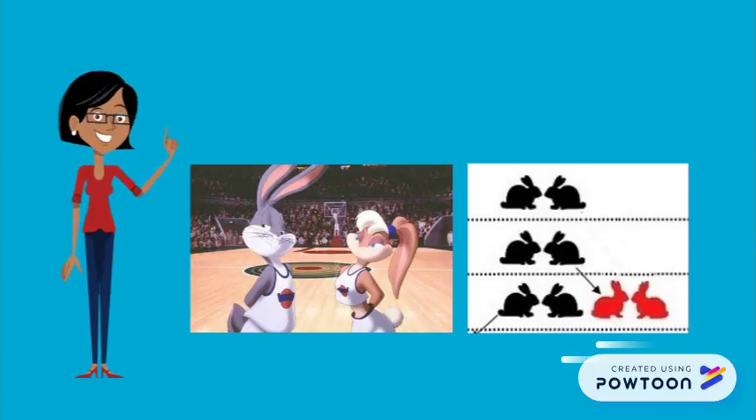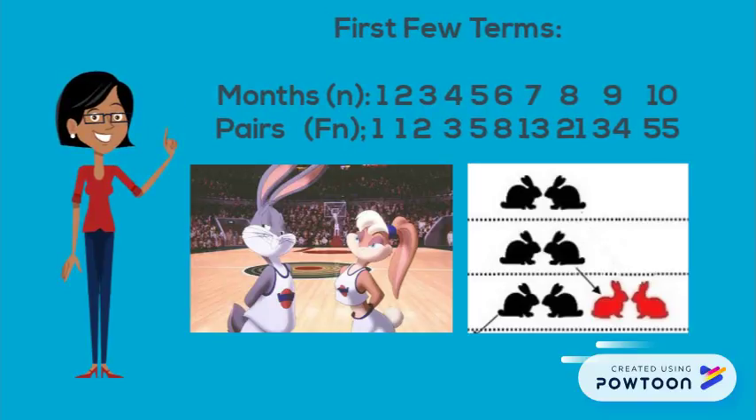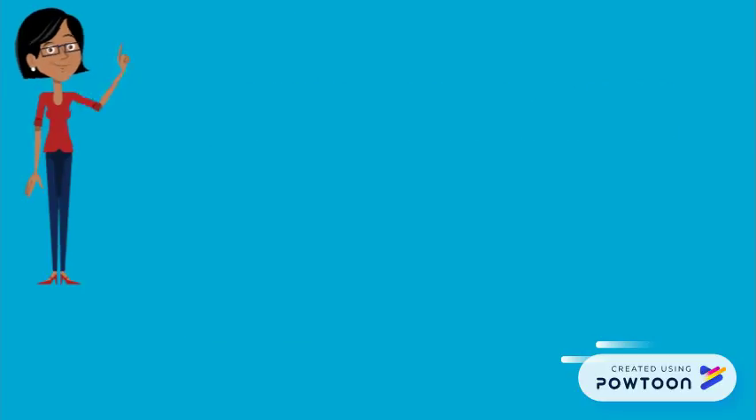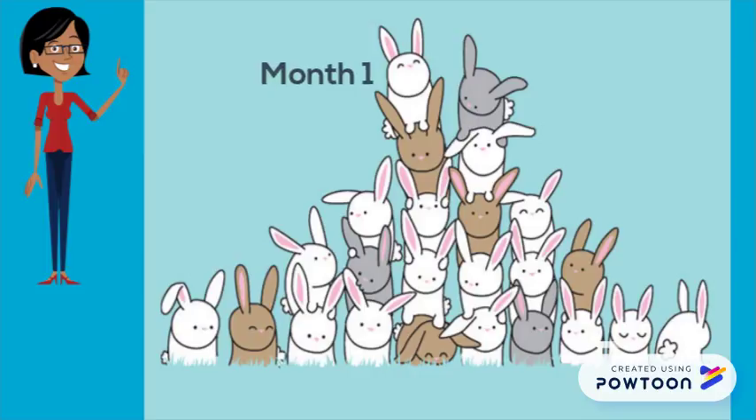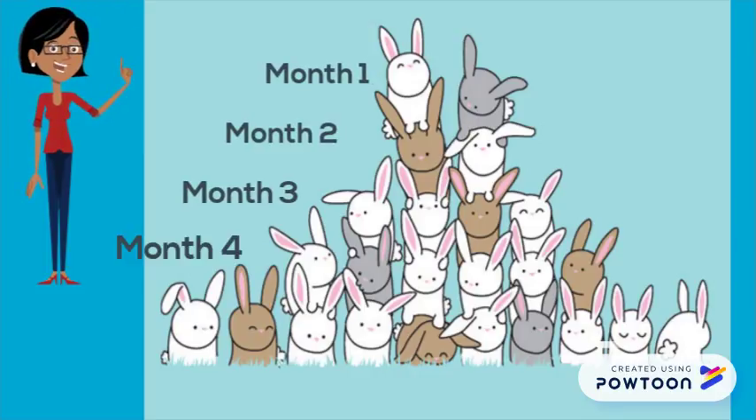If we continue this trend using the Fibonacci reproduction equation, we can observe the first few terms. The first few terms of the Fibonacci equation are the following: first month equals 1 pair, second month equals 1 pair, third month equals 2 pairs, fourth month equals 3 pairs, fifth month equals 5 pairs.